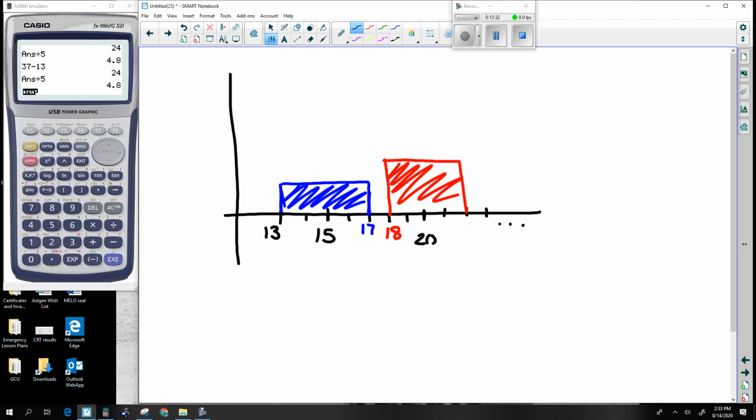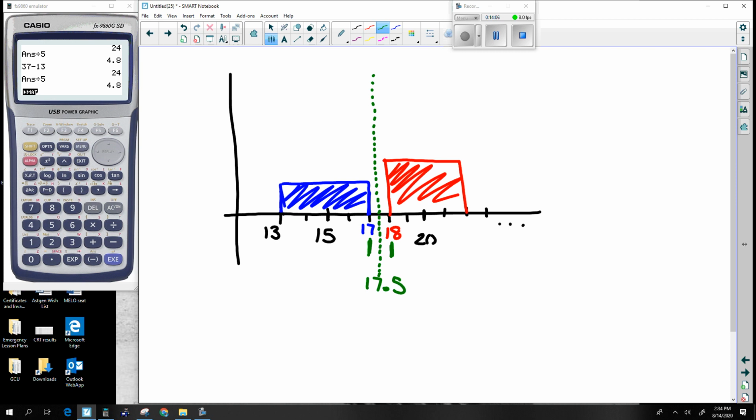Okay, well, what I do to fix my bars not touching is I am just physically going to make these bars wider. So if this ends at 17 and this begins at 18, and I want to kind of split the difference, where would those bars touch? Well, they would touch in between 17 and 18. What's right in between 17 and 18?